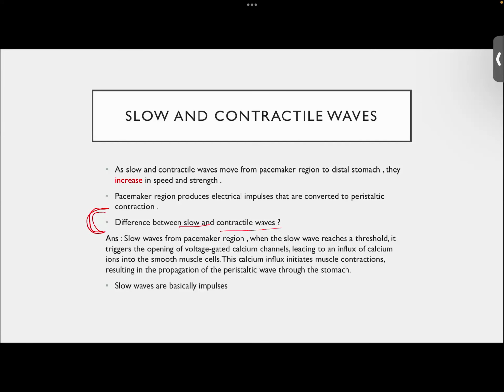So the pacemaker region of the stomach is going to be an impulse, and it's going to be developed into a slow wave. When the slow wave reaches a threshold, it triggers the opening of voltage-gated calcium channels. So the calcium channels open, leading to an influx of calcium ions into the smooth muscle. And this calcium influx initiates muscle contractions, because when you have calcium inside the cell, it's going to contract, resulting in the propagation of peristaltic waves through the stomach.